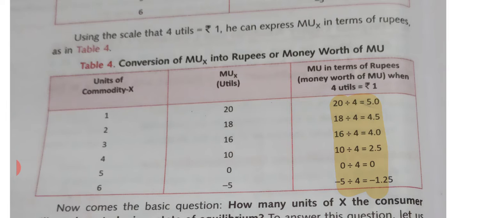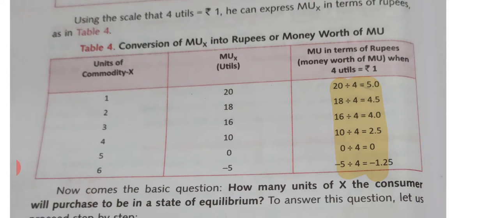So means you are spending less but satisfaction level is more. Spending is 4 rupees but satisfaction level is equal to the 5 rupees. So you will purchase more of the commodity. Then in the second unit of the commodity, what is the marginal utility of the commodity? 18. So we will convert that in the marginal utility of money. So 18 will be divided by 4. That is equal to the 4.5.